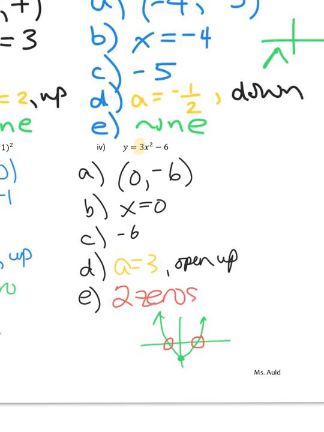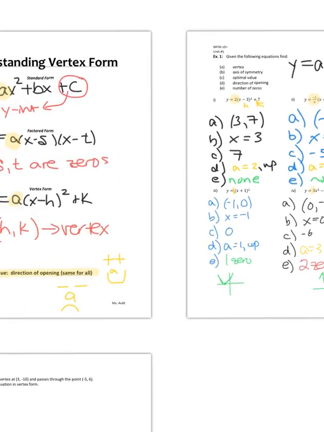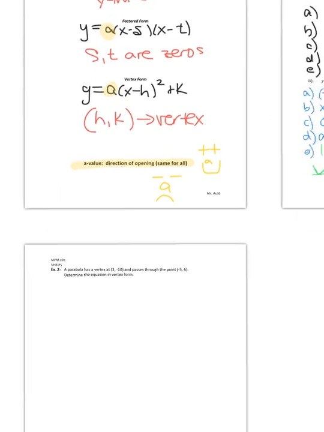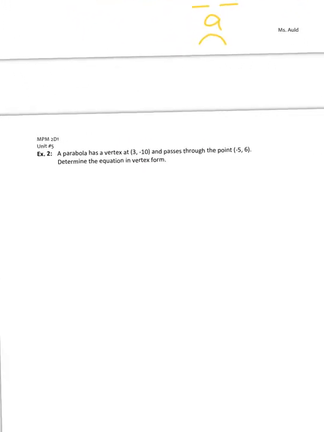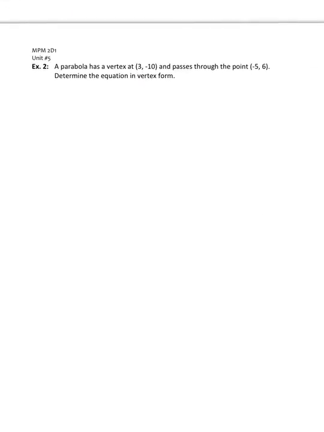Okay, now we're on to our last question. Nice and easy one today. Our last question says a parabola has a vertex of 3 and -10, passes through this point, determine the equation in vertex form. So we have y equals a times x minus h, so here's our general form of vertex form.